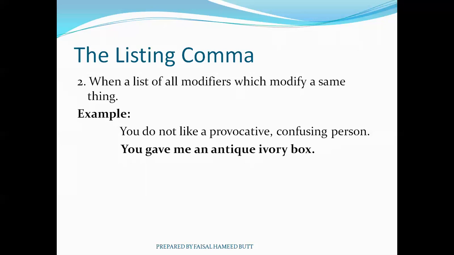So remember, when you have a list of modifiers, adjectives, and all those adjectives are modifying one word, one noun, we can put commas between the list of those modifiers. But on the other hand, if you have modifiers, but all those modifiers are not modifying the same noun, we are not going to put a comma between those adjectives or modifiers.